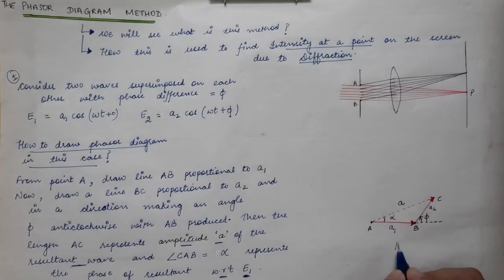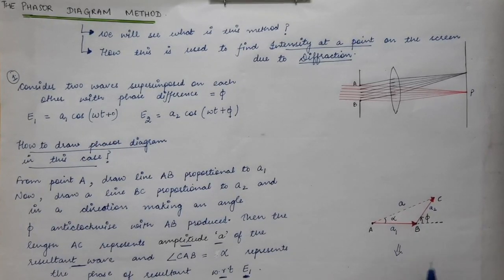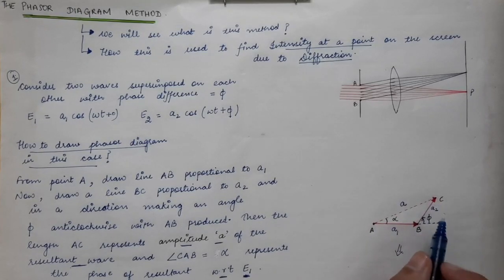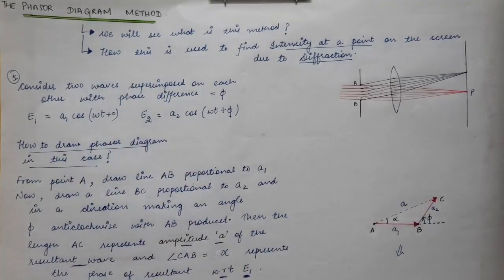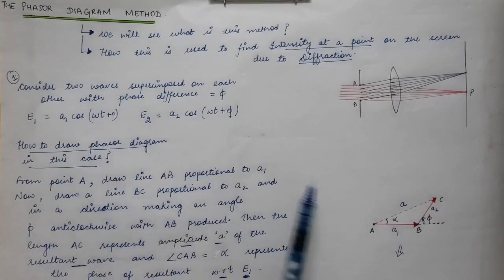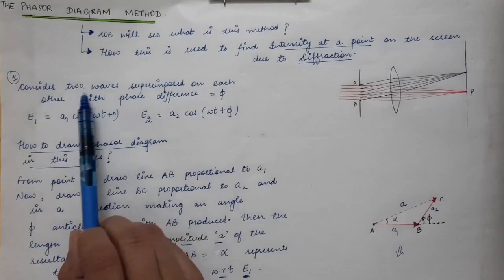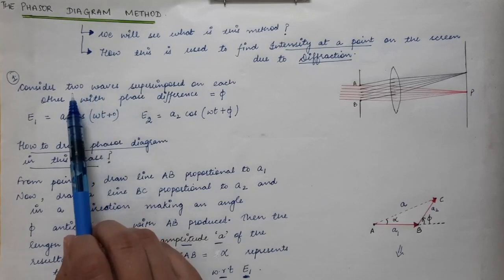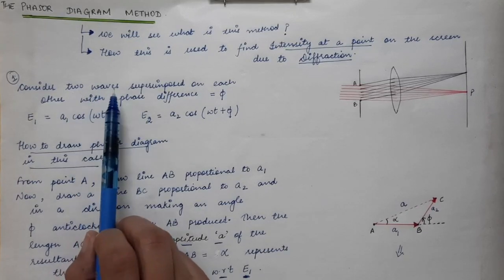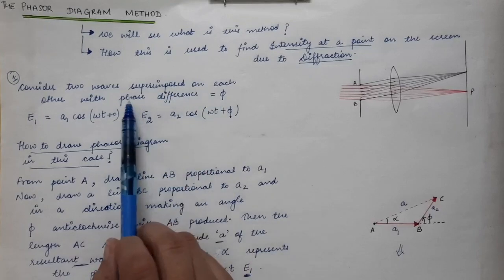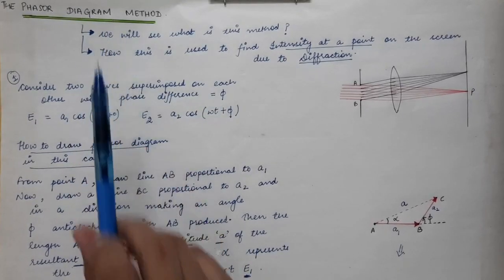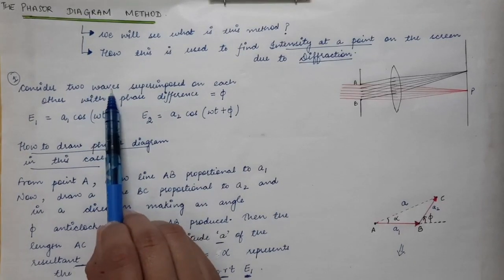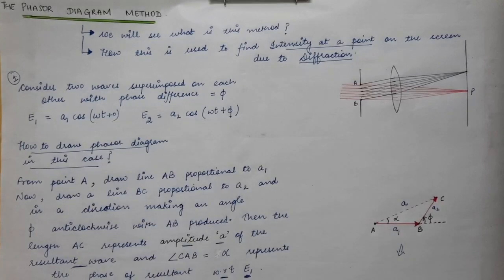So this diagram is called a phasor diagram, and this method of finding the amplitude and the phase of the resultant wave is called the phasor diagram method. Now we will see the same example with 3 waves, and then with n number of waves. If a large number of waves are superimposing on each other, the same method can be used to find the resultant amplitude and the phase, for 3 waves as well as for n waves.